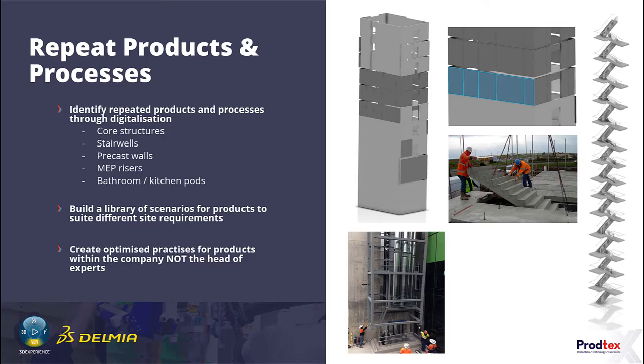And then going deeper into that, the core structures are all built exactly the same way. So the precast elements within them, we could optimize all of those installations, and then we're actually optimizing potentially hundreds, if not thousands of pieces of equipment. And then as well, there was things like stairs and MEP risers and bathroom pods, kitchen pods. Could be loads of different elements which you can see are repeat products or repeat processes throughout the site. So at this point, you've identified loads of these key products and processes.